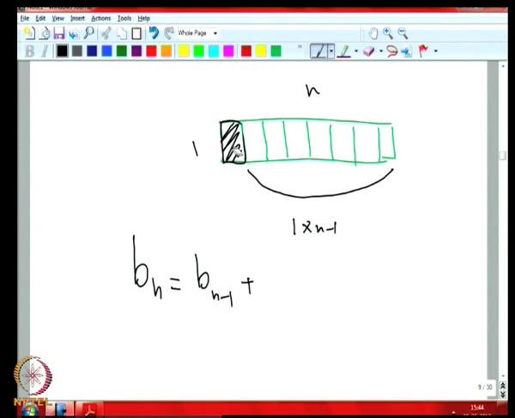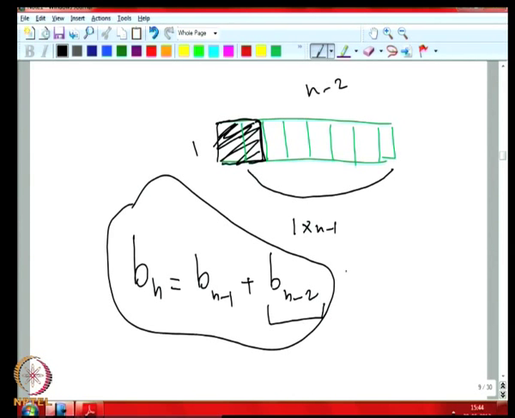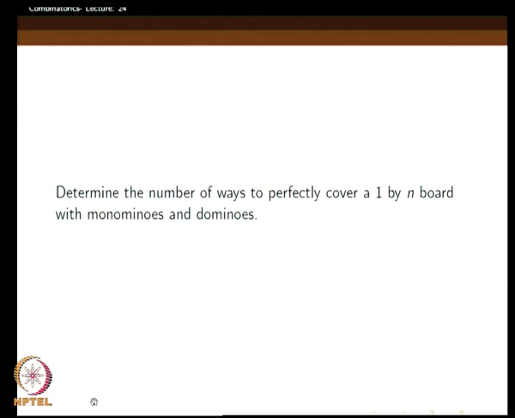On the other hand, if you had decided to cover the first square and second square together using one domino, then it's equivalent to Bn minus 2, because the remaining portion, that is a 1 by n minus 2 board, can be perfectly covered using monominos and dominos in Bn minus 2 ways, right. So this will be the recurrence relation. This argument works for n greater than or equal to 2. So it's the same kind of problem, and we can see that the Fibonacci recurrence relation is coming here also, right.